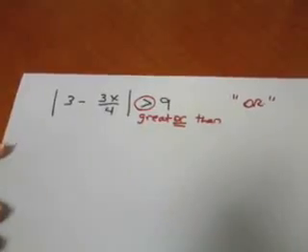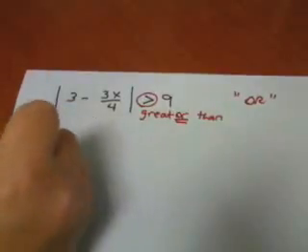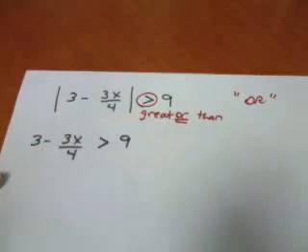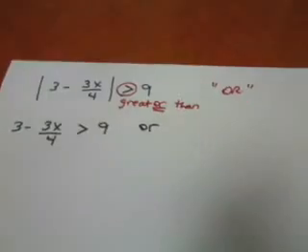Now an OR inequality gets set up entirely different than the AND that we just did. It works a lot like absolute value equations. You're going to have two separate inequalities. The first one, you're going to copy everything just like you see it, but you're going to drop the absolute values. So I'm going to do 3 minus 3x over 4 is greater than 9. Okay, then I'm going to add the word OR in the middle, and that separates my two inequalities.